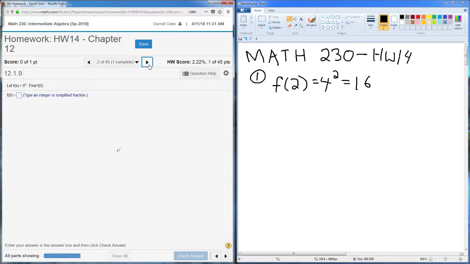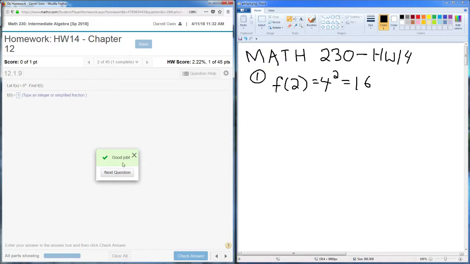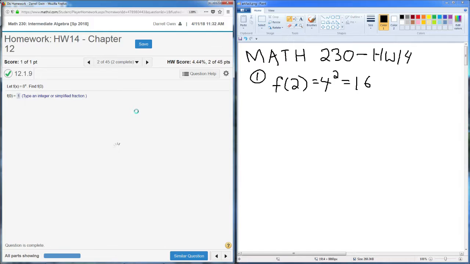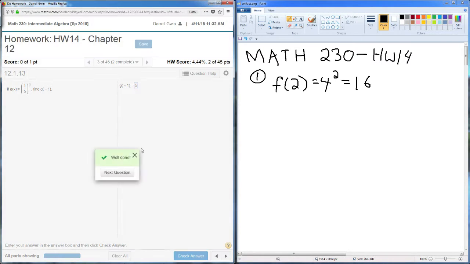Let's go to the next style of problem. Anything to the power of 0 is 1. When you apply a negative 1 exponent to a fraction, it just flips the fraction, and it would flip to 5 over 1, which is the same thing as 5.